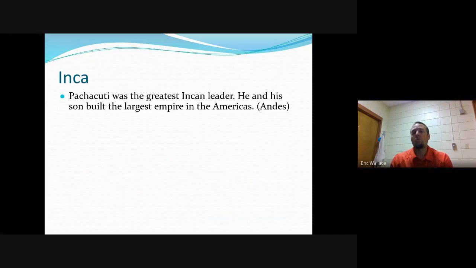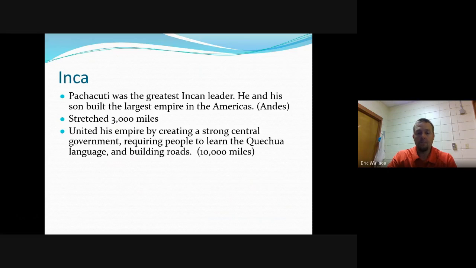Okay, but they built what was the largest empire of all the four, up in the Andes Mountains. It basically stretched from the north of South America all the way down to the south of South America. And I'll show you a picture here in just a second. It stretched for over 3,000 miles. So that's a huge area that they covered there in South America, the Inca Empire.